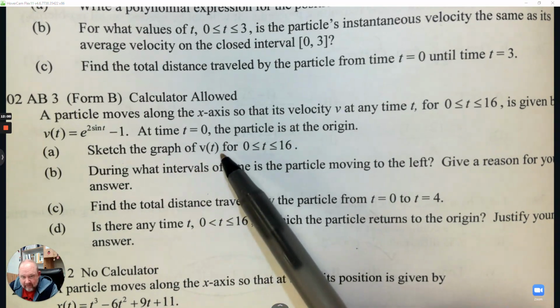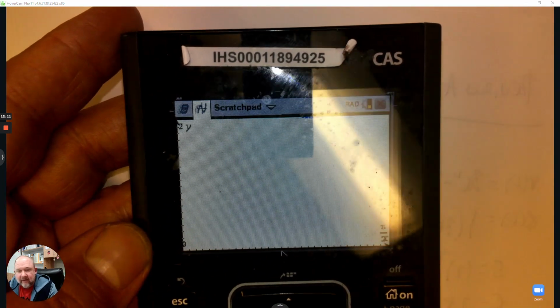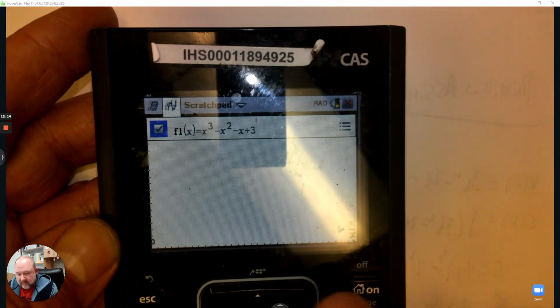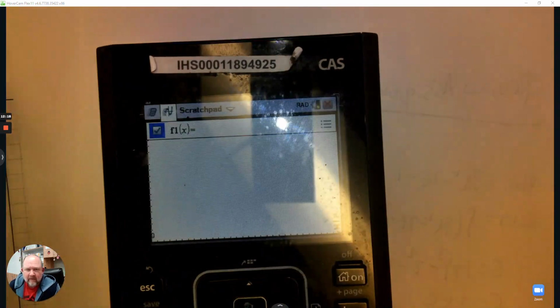So I'm going to sketch here. I'm going to change the window in a second. I'll show you how I'm going to do it. So first I'm going to type this in. Sorry about the shine. I'm trying to figure out here. If I move it a little bit left, I think it's a little better.